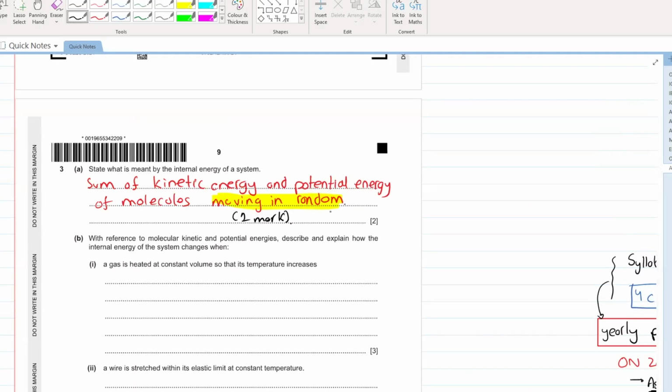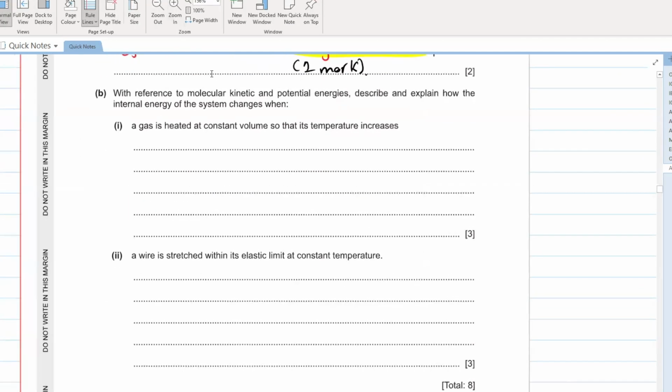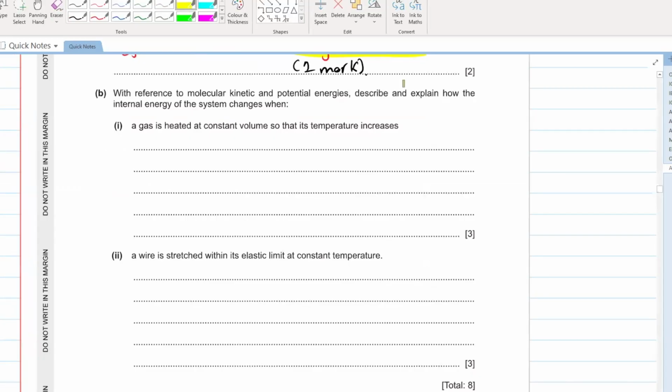Reading the book is not that important. I have hardly seen anyone whose grade improved by reading the book. So let's start again. With reference to kinetic energies and potential energies, describe and explain how the internal energy of the system changes when a gas is heated at constant volume so that its temperature increases.